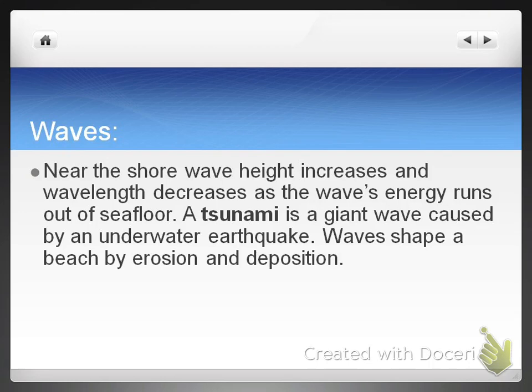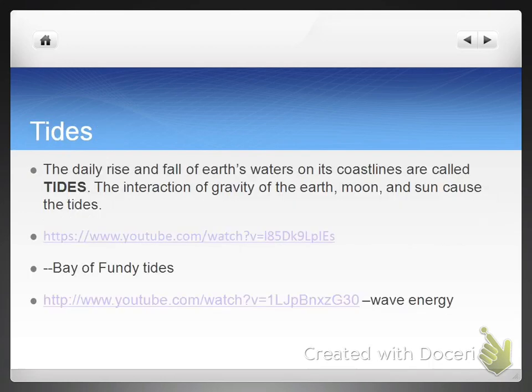Now, another phenomenon when you're talking about oceans is the tides. And tides are caused by the interaction of the gravity of the earth, moon, and the sun. And we have high tides and low tides. In a high tide, the pull is greater, and the water will come farther up on the shoreline. In low tide, the pull is less, and the tides change 4 times a day. So you have 2 high tides and 2 low tides, and that means they're changing about every 6 hours.